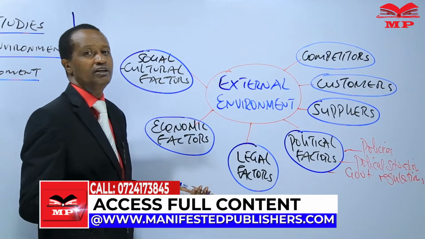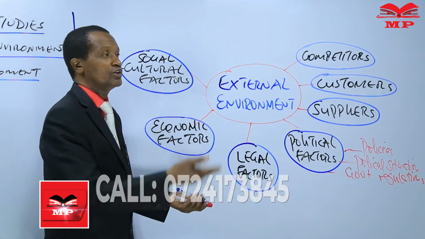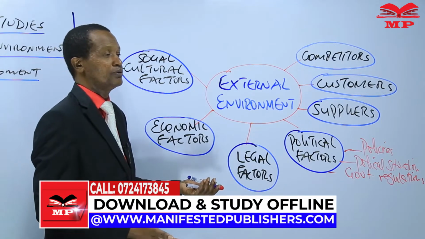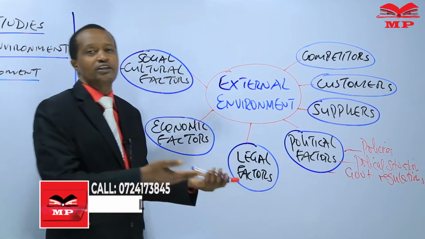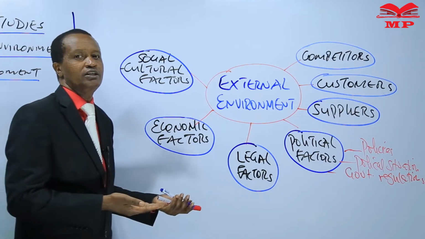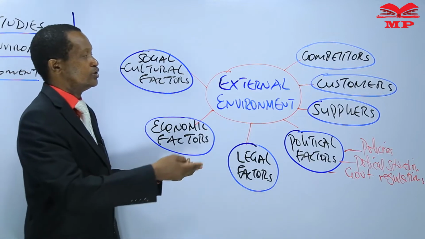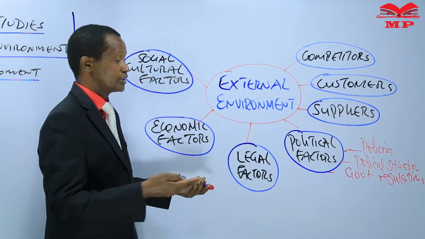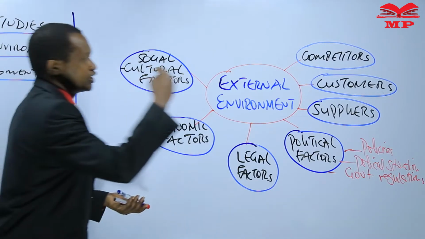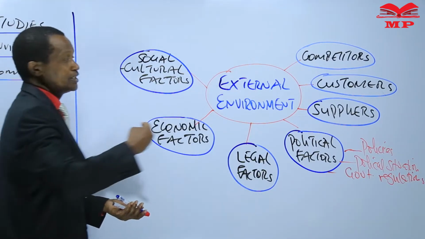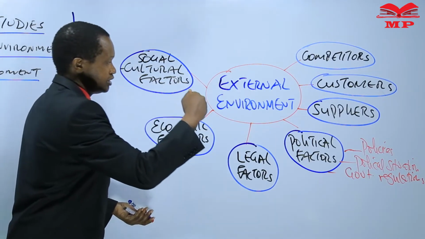Preferences means what people prefer in terms of goods and services. If you're offering goods that people are no longer buying, then it means the preferences have changed. So we say that if people's preferences change, then you need to also change the products and services that you produce. But you cannot change if you are not monitoring the environment, if you are not checking to see what is happening in the external environment.